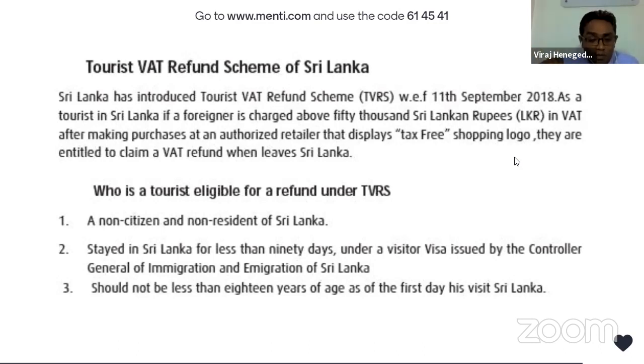But you need to remember, only very few people are eligible for this refund scheme. Non-citizen and non-resident of Sri Lanka, because Sri Lankans cannot get these benefits. You must be a non-citizen and non-resident. Stayed in Sri Lanka for less than 90 days, under a visit visa issued by the Controller General of Immigration, and should not be less than 18 years of age as of the first day of the visit to Sri Lanka, because even children can't get this benefit. This is what we call TVRS.